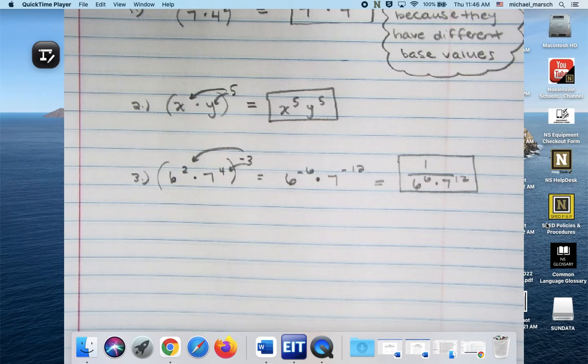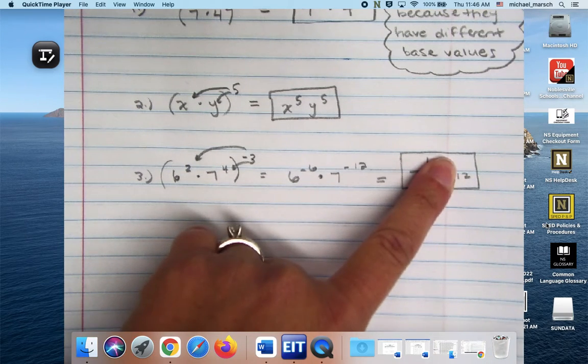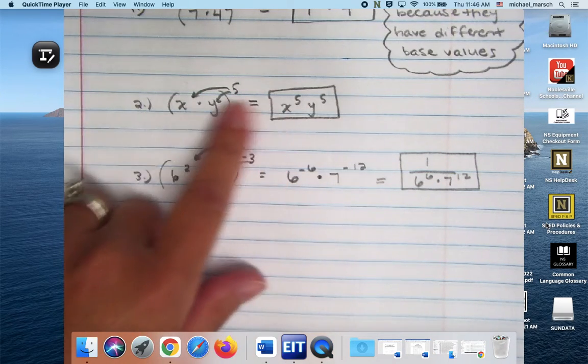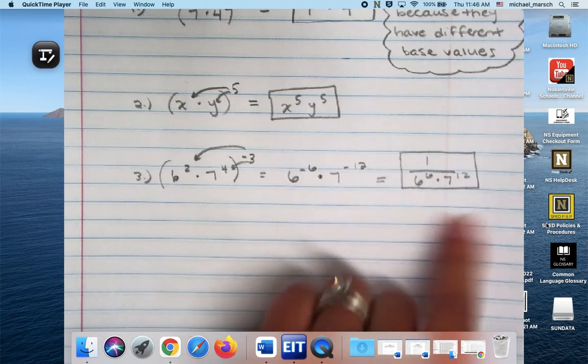The very last step you should always do is if anything needs to be moved to the denominator or up to the numerator. Don't try to do it early, because then you'll get confused on where you were and what was negative, what wasn't. Always make that your last step.